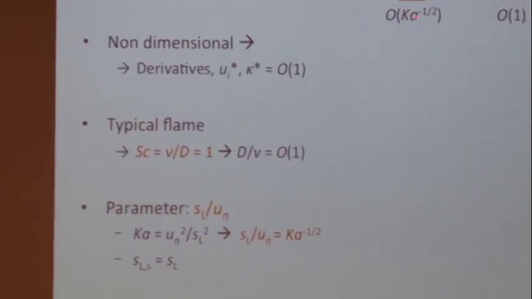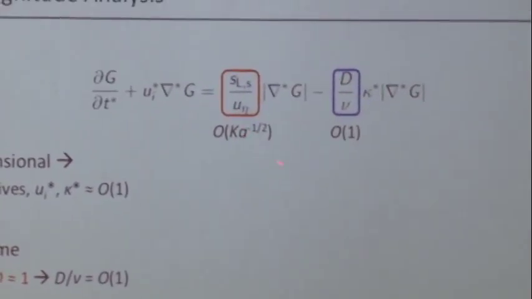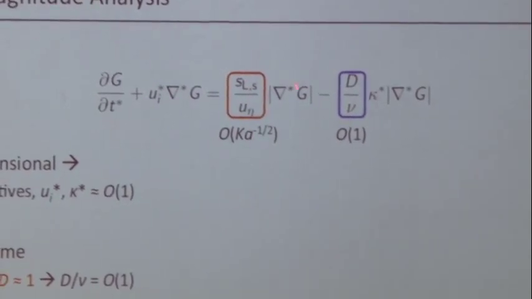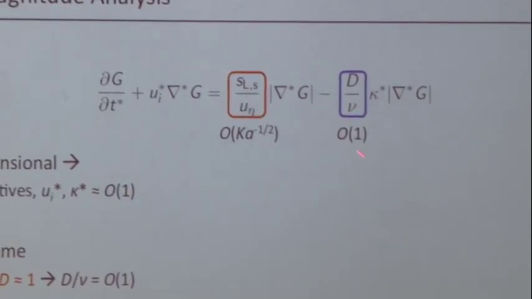But if the Karlowitz number gets very, very small, then this here gets very, very large, and that means that this whole term gets very large, whereas this here stays order 1. So when the Karlowitz number is very small in the corrugated flame regime, it's only this term that's important. This term here goes away. Okay, that's what we know already.